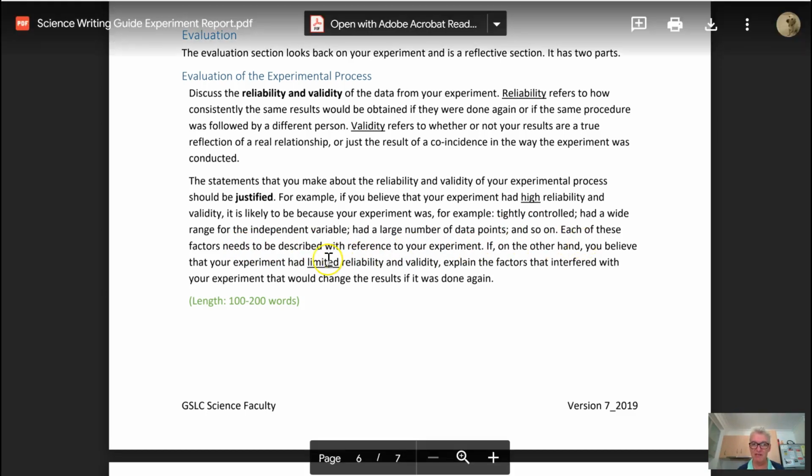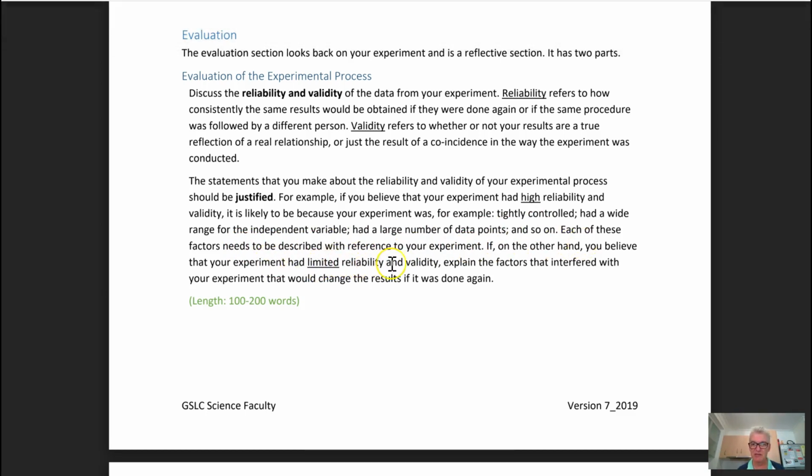If, on the other hand, you believe that your experiments had limited reliability and validity, explain the factors that interfere with your experiment that would change results if it was done again. So you only did each quadrat once, or one person only did it instead of all 3 doing it. You maybe didn't have equal amounts of time in each quadrat, or you didn't dedicate enough time to each quadrat. But if you think it was good, then they'd say that as well. So that's the evaluation of reliability and validity.